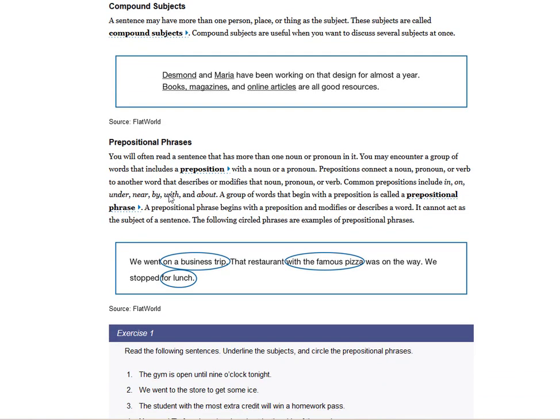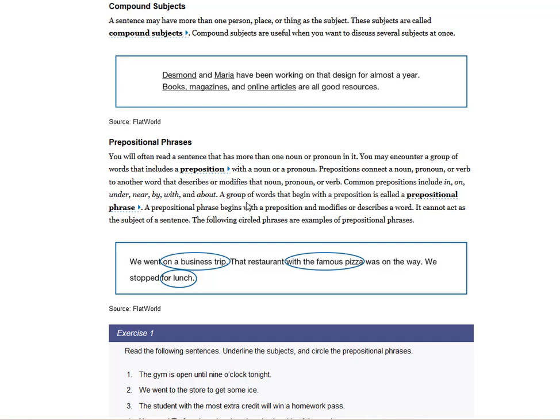You will often read a sentence that has more than one noun or pronoun in it. You may encounter a group of words that includes a preposition with a noun or pronoun. Prepositions connect a noun, pronoun, or verb to another word that describes or modifies that noun, pronoun, or verb. Common prepositions include in, on, under, near, by, with, and about.